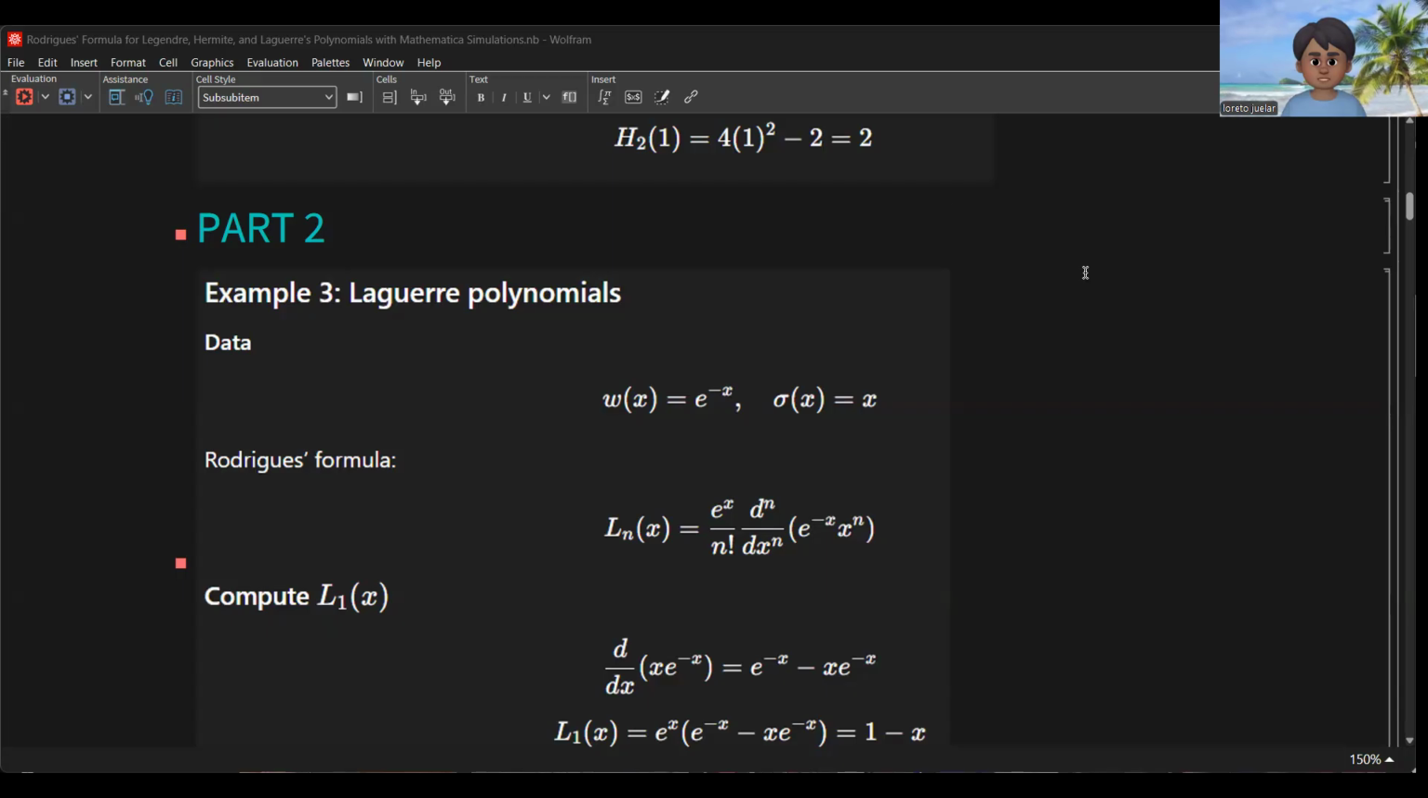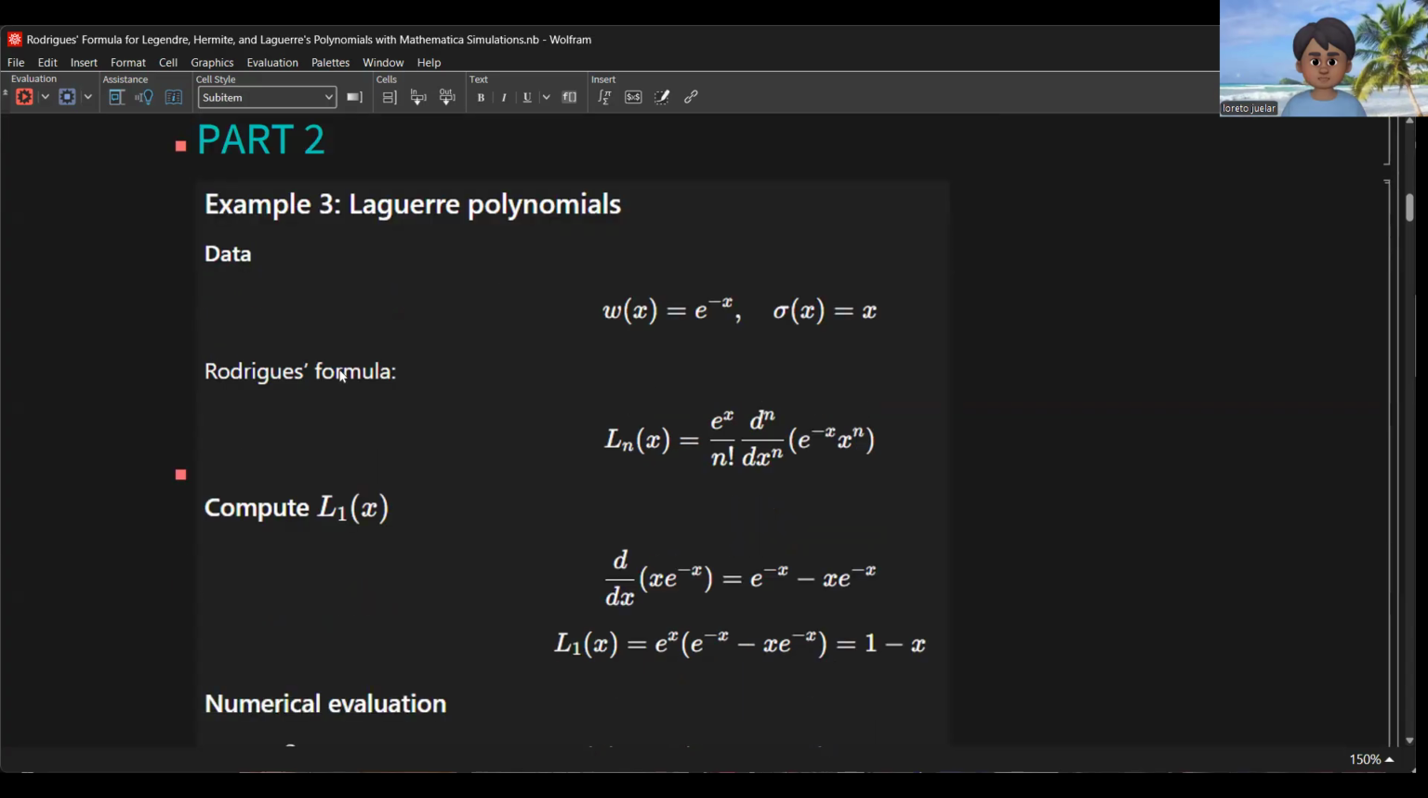Okay, so for part two of our lecture, we proceed to example number 3. This is Laguerre polynomials. We have the given weight w(x) equal to e to the negative x, and sigma of x is equal to x. The Rodrigues formula for the Laguerre polynomial is given by e to the x over n factorial, the nth derivative of the product of e to the negative x and x to the n.